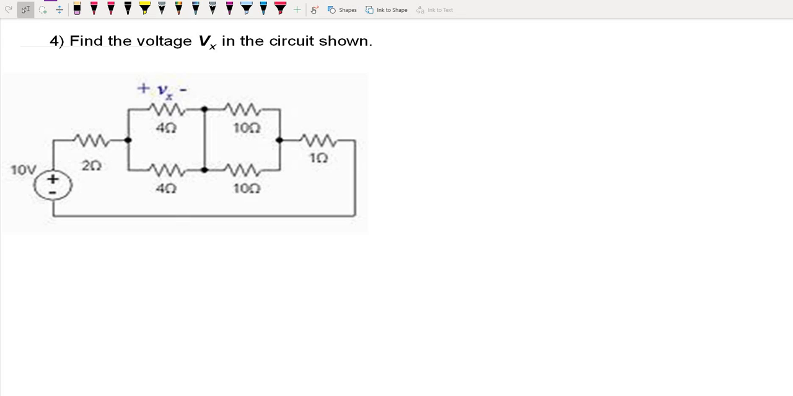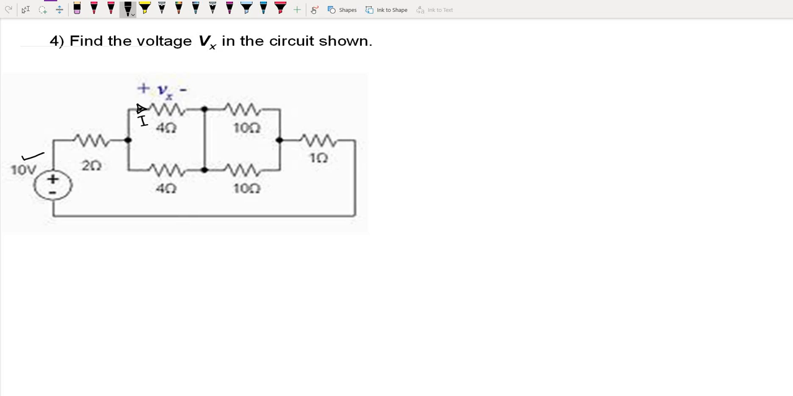So the polarity of that Vx has been given, but the value is not given. The voltage can be found simply by finding the current in this branch. If you know the current that flows in this branch, I, then I into that resistance is nothing but the voltage. Now, how to find this current? Why will the current flow? Current will flow because of this voltage source.